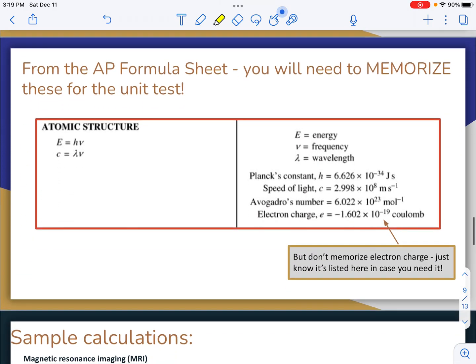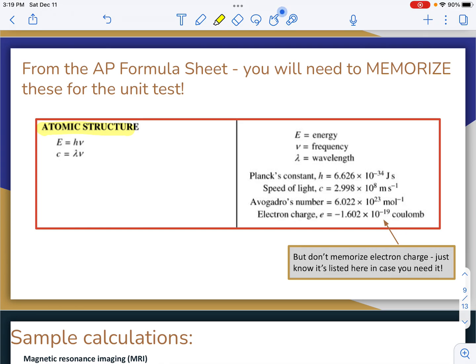Know that for this unit, I need you to memorize these. I think memorizing as you go makes you faster and helps you in the long run. But on the AP formula sheet, if you forget these numbers, they are there for the free response as well as the formulas. Notice what you're given, and notice it's in the atomic structure section of the formula sheet.